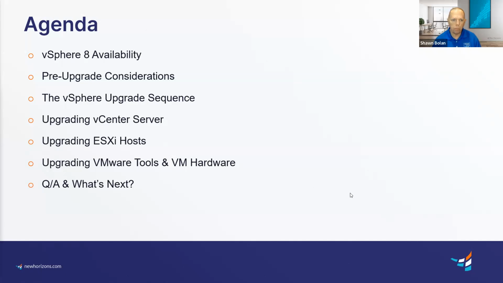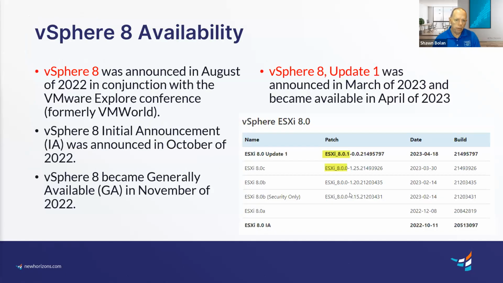Let's have some fun. Now, in terms of availability, if you haven't noticed, vSphere 8 is available. It actually was announced last year in August at the VMware Explore event that used to be called VMworld. Old people like me still call it VMworld, but it was a VMware Explore event. So they announced that vSphere 8 is here. The product actually launched back in October. That's when it became available, and people started downloading it, installing it, etc.